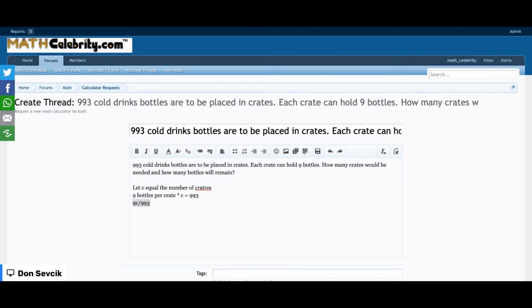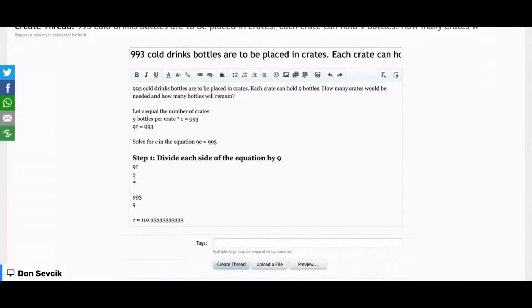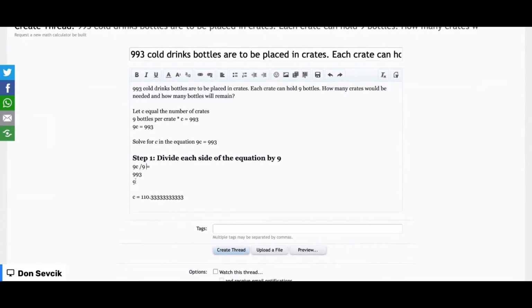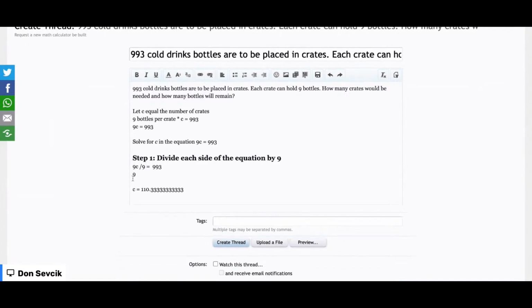I'm going off screen here real quick. I'm going to just paste in our equation solver. Sorry, 9C equal to 993 crates. I'm going to just paste this in here so you could see from our calculator. I want you to understand, though, that this requires one more step.